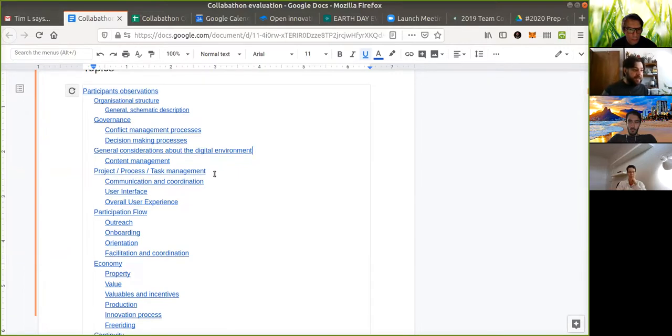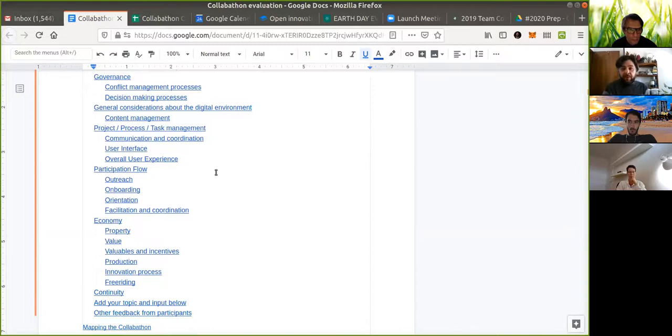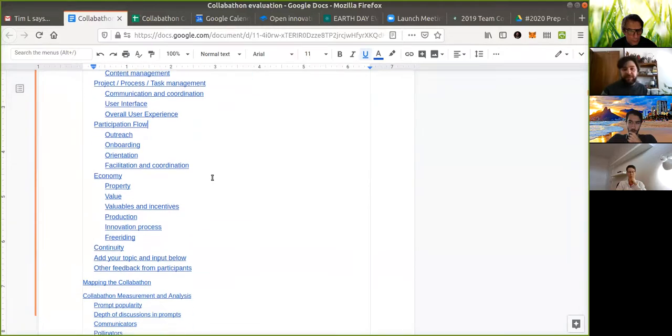We looked at how people organized their tasks. How did they manage their prompts, and what tools were given to them to do that. We looked at the participation flow, how people got into teams and how they got into prompts, and then how they were moving between these structures once they were formed.